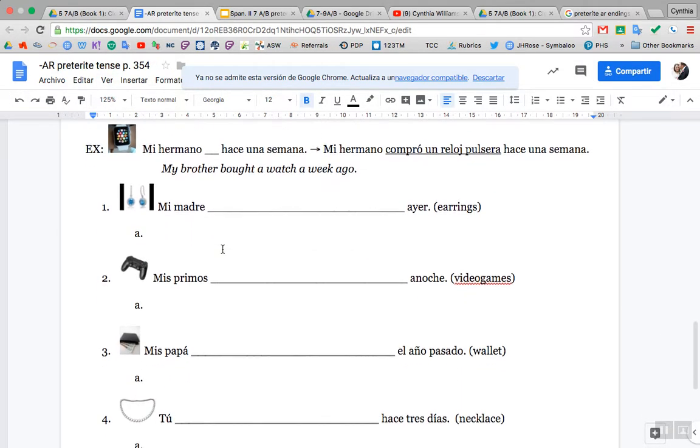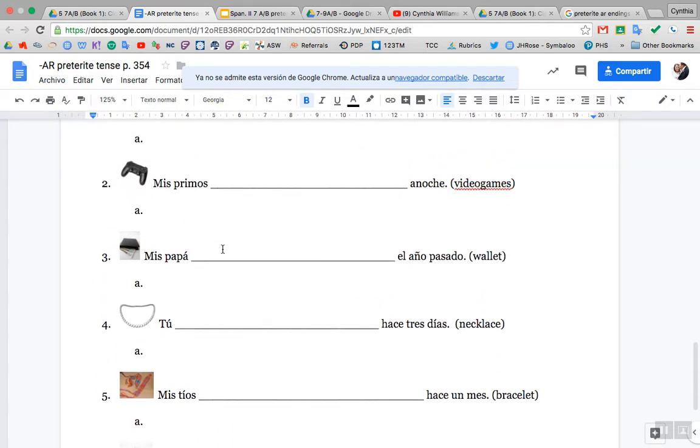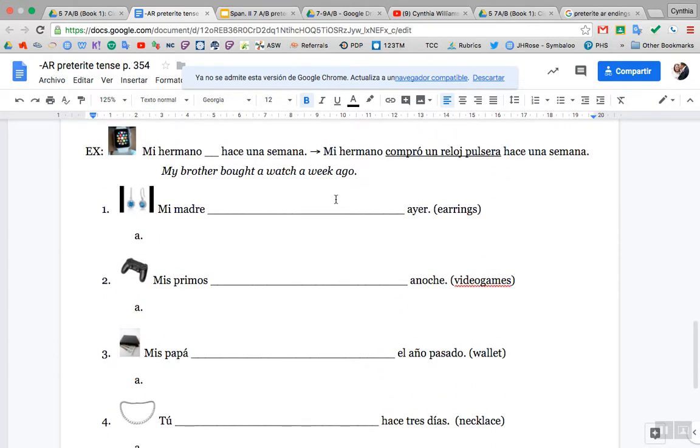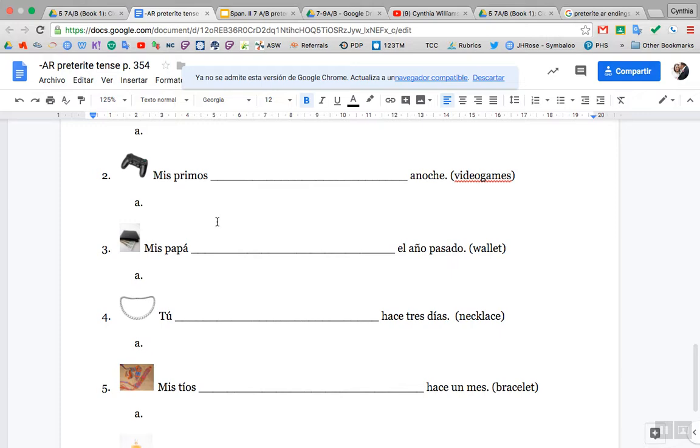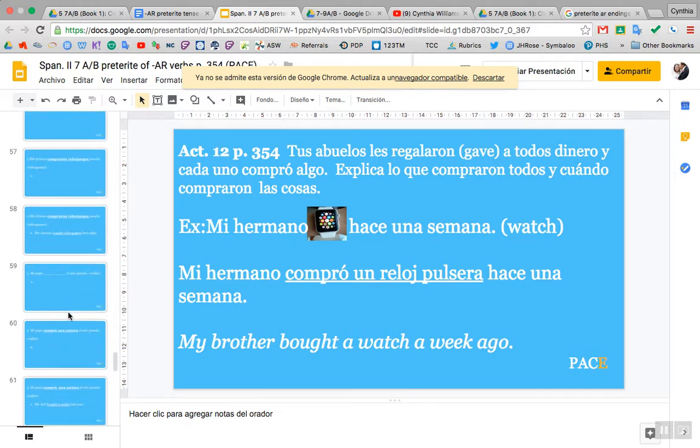Go ahead and try that with numbers 1 through 6. And not only are you going to fill in the blank here with the past tense of the verb, but you also need to write the English translation down here, okay? Write the English translation so you can make sure you're really getting this stuff. Pause the video here and come on back. All right, let's see how we did.